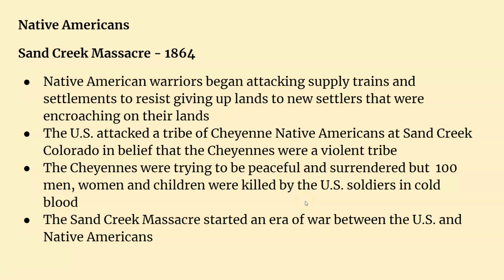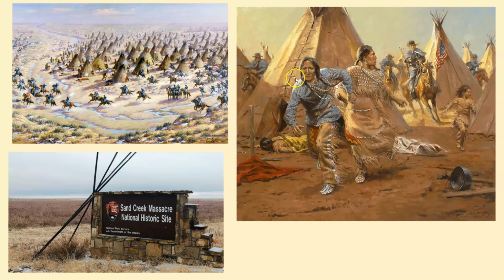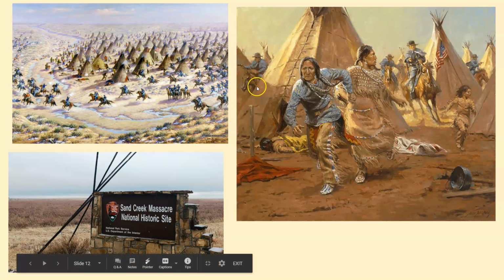The Sand Creek Massacre did start the war between the U.S. and Native Americans. It was just such an outright, terrible incident to the Native Americans, and they really had enough. So this shows the cavalry unit coming in, and they're just shooting this group of Cheyenne.